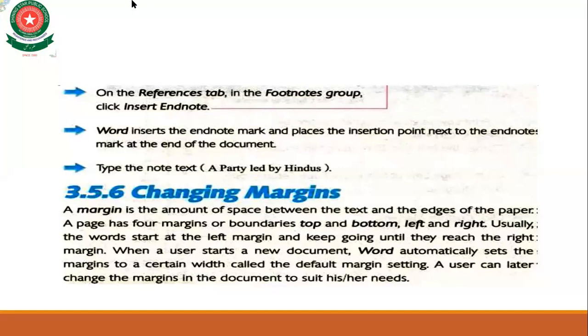Okay, basically what is a margin? A margin is the amount of space between the text and the edges of the paper. When you start a new document, Word automatically sets the margin to a certain width, called the default margins setting. A user can also change the margins in a document to suit his or her needs.